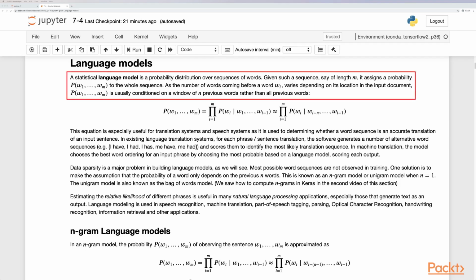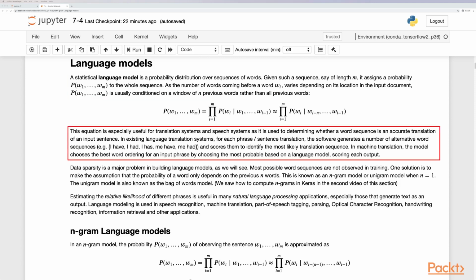Language models. A statistical language model is a probability distribution over sequences of words. Given such a sequence, say of length m, it assigns a probability to the whole sequence. As the number of words coming before a word varies depending on its location in the input document, the distribution is usually conditioned on a window of n previous words rather than all previous words. This equation is especially useful for translation systems and speech systems, as it is used to determine whether a word sequence is an accurate translation of an input sentence.